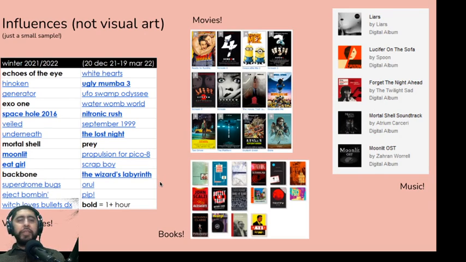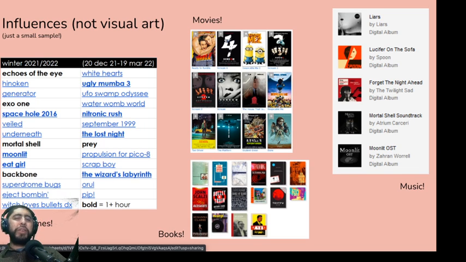And then influences that are not visual art. So I play a lot of video games. However, sorry to report, I don't play multiplayer games. I don't like playing games with other people. To me, video games are about not dealing with people because I'm an introvert.